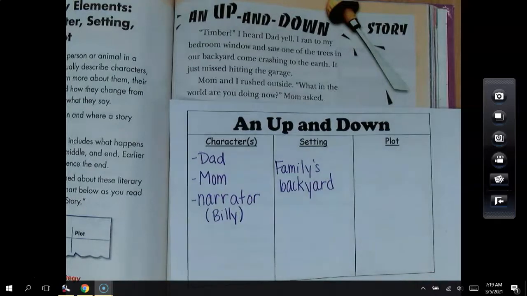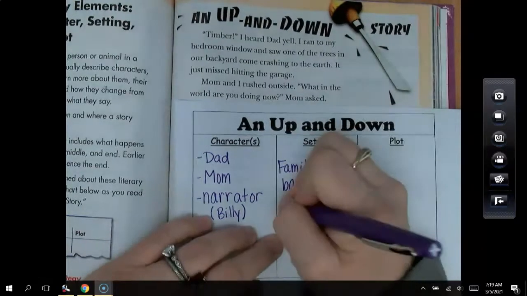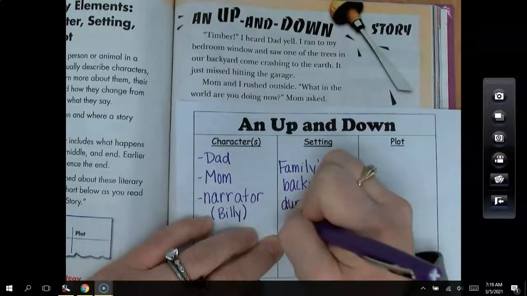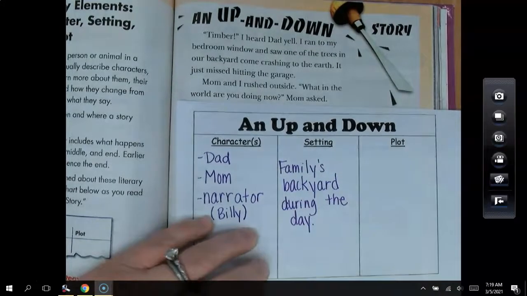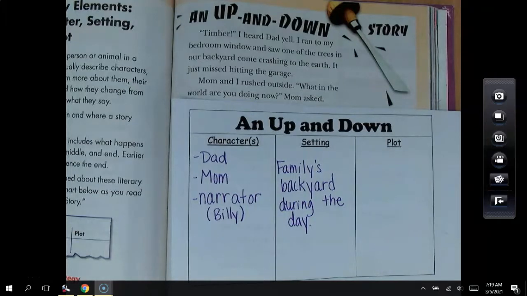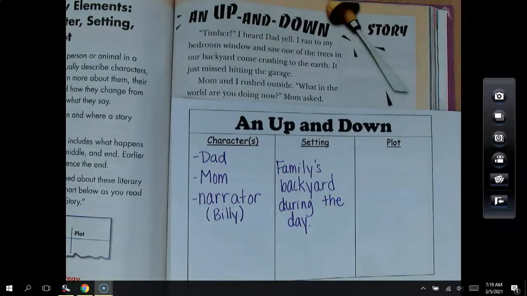And boys and girls, we can also assume that, when do you think that he did this? During the day. We're going to say that he did it during the day, because we can make the assumption that he's not going to be cutting down a tree at night when he's not able to see. So the setting, where and when the story takes place, is in the family's backyard during the day.